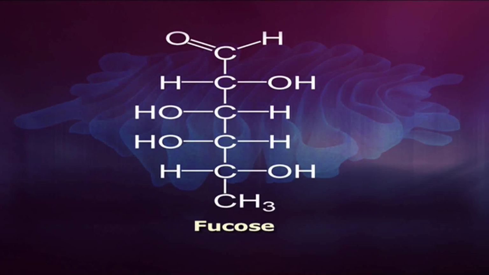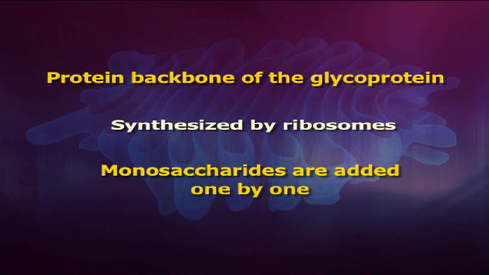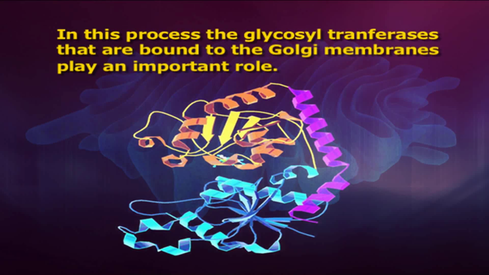From studies using radioactive precursors, for example galactose, fucose and sialic acid, the following biosynthetic scheme has emerged for the types of secreted glycoproteins. The protein backbone of the glycoprotein is synthesized by ribosomes and then the monosaccharides are added one by one as the protein moves through the channels of the ER and Golgi complex. In this process, the glycosyl transferases that are bound to the Golgi membranes play an important role.